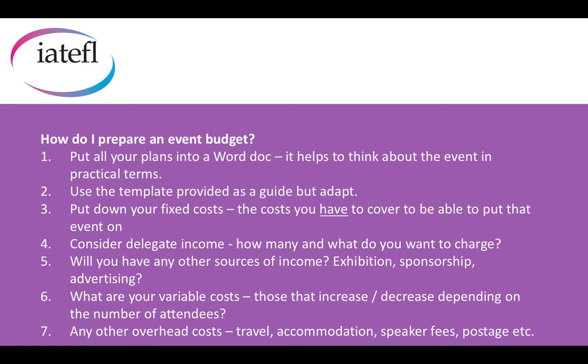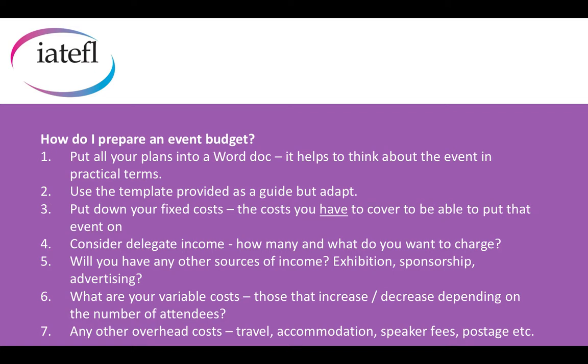Firstly, I would put down my fixed costs. These are the costs you have to cover to be able to put that event on. Now, these will typically be your venue costs, any costs of AV, audiovisual equipment, any insurance costs, any equipment hire. These costs don't increase or decrease depending on how many delegates you have, and you have to cover them to be able to put that event on.